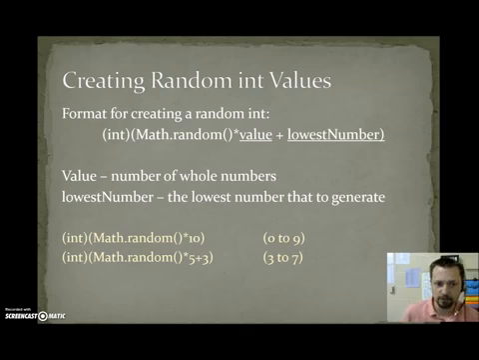For the next one, we treat math.random times 5 plus 3 as an int. So the lowest possible number it can generate is 3. And there should be 5 numbers. If you count them out, 3, 4, 5, 6, 7. There are 5 different numbers it could possibly generate.